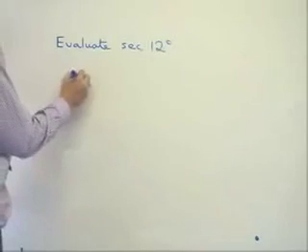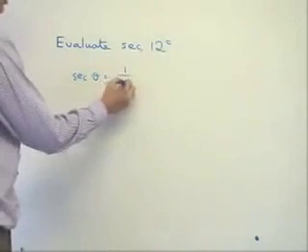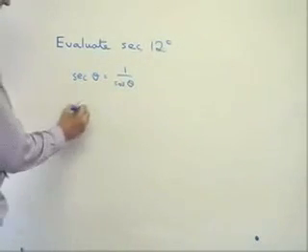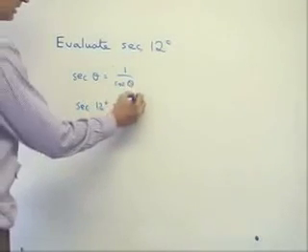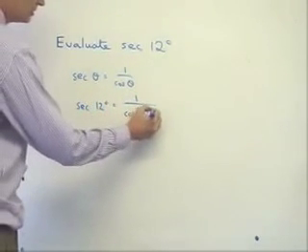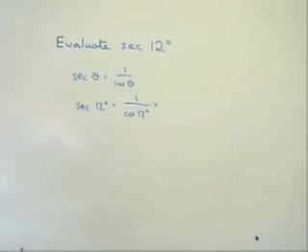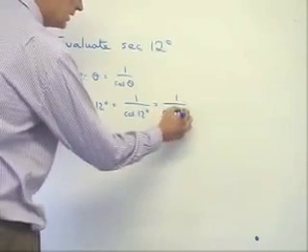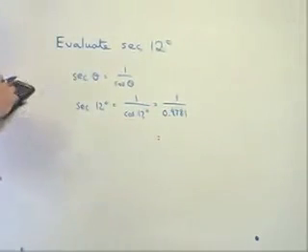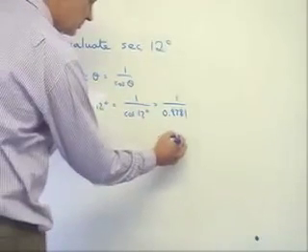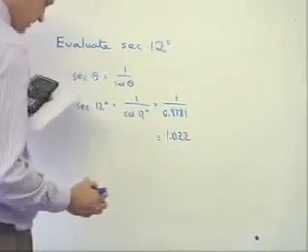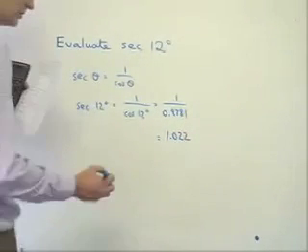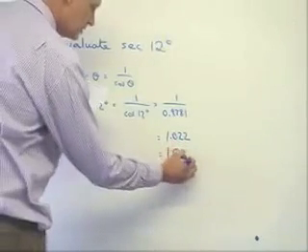So we know that sec theta equals 1 over cos theta. We're given that as a formula. Sec 12 degrees will equal 1 over cos 12 degrees. Cos of 12 degrees is 0.9781. And we divide 1 by that and get the answer 1.022, and it asks for 2 decimal places, so 1.02.